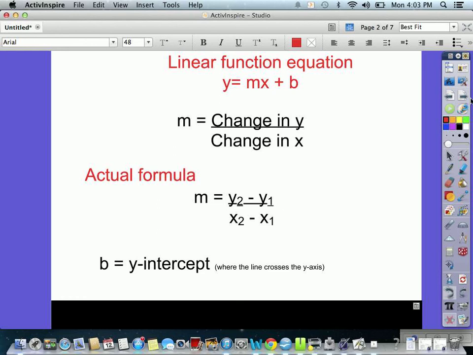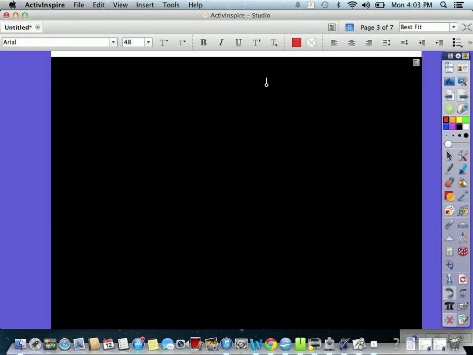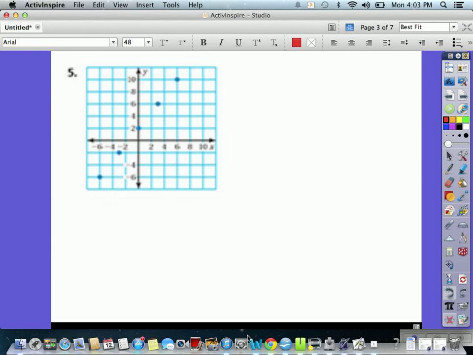Okay, on to our next page. This is an example. We did go over this in class, so it should be quite familiar. I would advise you to follow along as I work the problem. Ask yourself some of the questions that I will be stating or referencing.